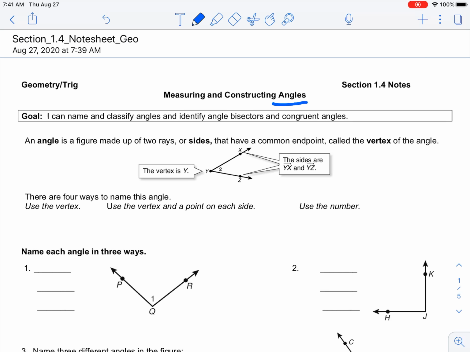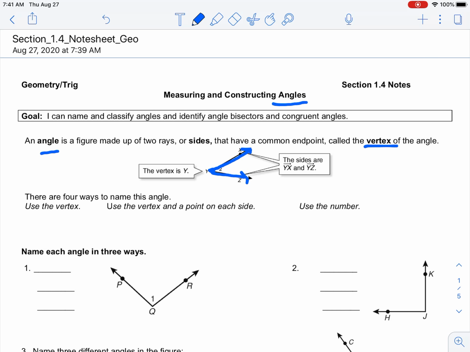So first, let's talk about an angle. An angle is made up of two rays with a common endpoint called the vertex. So this point that they share is called the vertex, and we have a ray and a ray. We're going to look at four ways to name this angle right here.